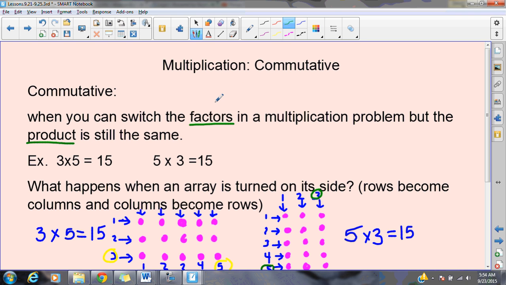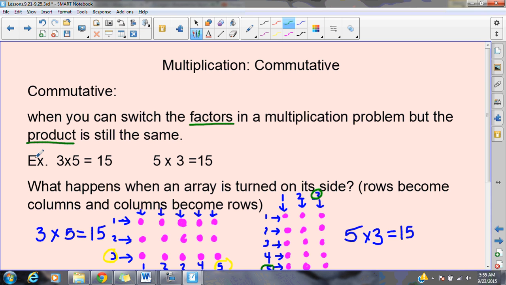A factor are the two numbers that you are multiplying together, and the product is the answer you get when you multiply. So if you read it again, you can switch the two numbers that you multiply together in a multiplication problem, but the answer when you multiply is still the same.